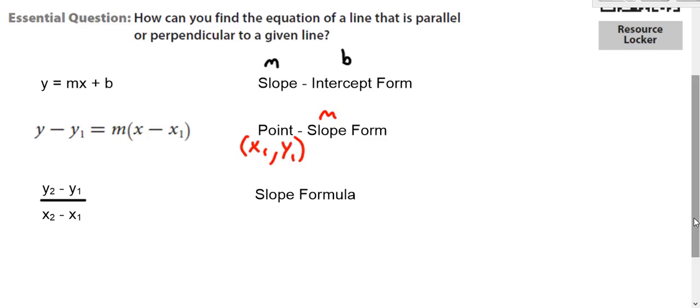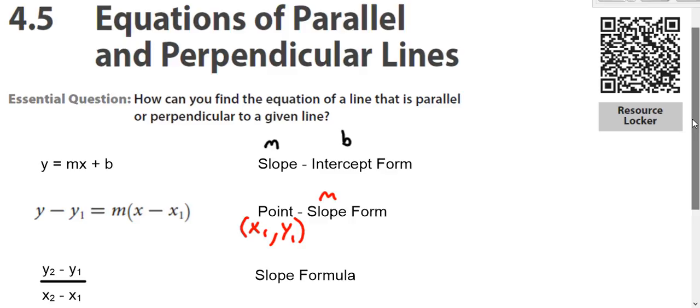And slope is y2 minus y1 over x2 minus x1. So if you know 2 points, you just plug it into the formula. Sometimes you also think of it as rise over run, or the change in the y over the change in the x. That's the slope formula. So we're going to be using those all throughout the lesson and how it's going to tie into parallel and perpendicular.